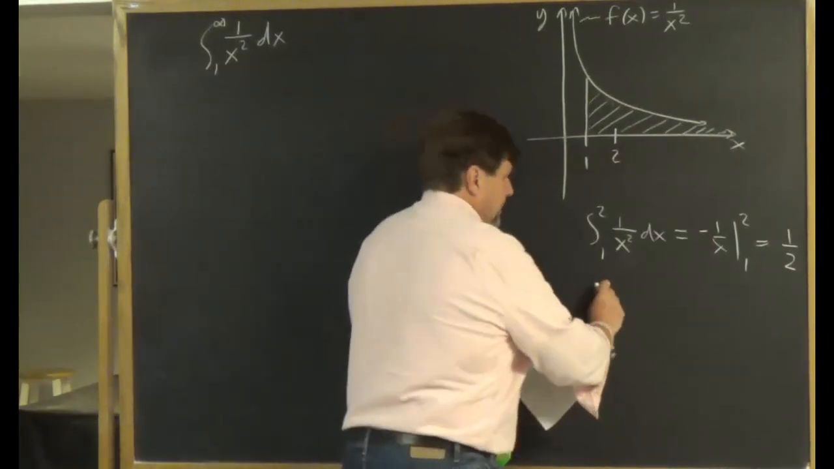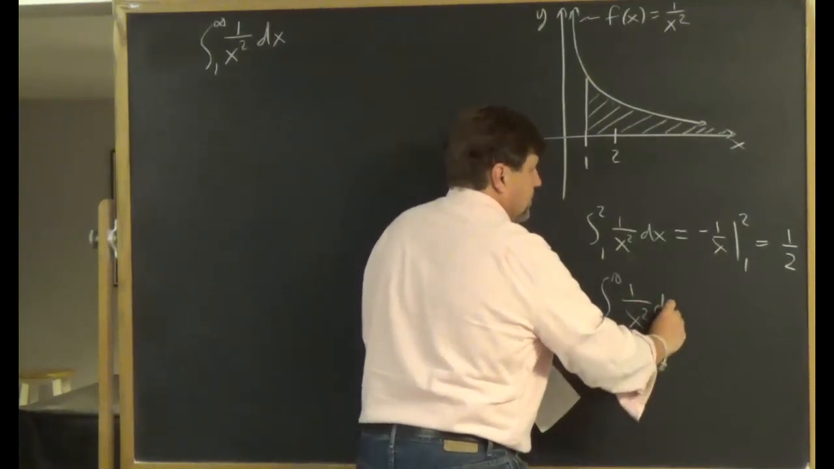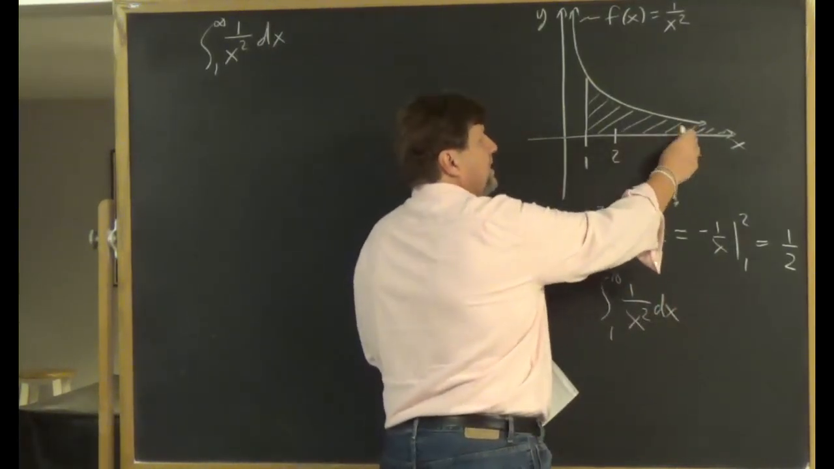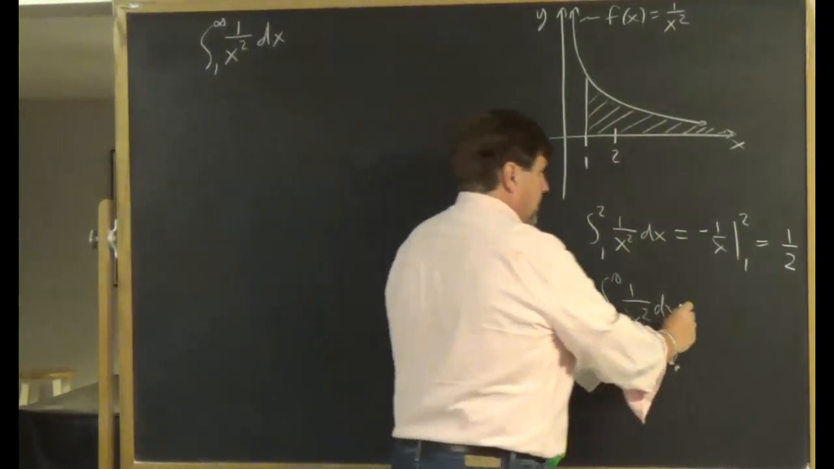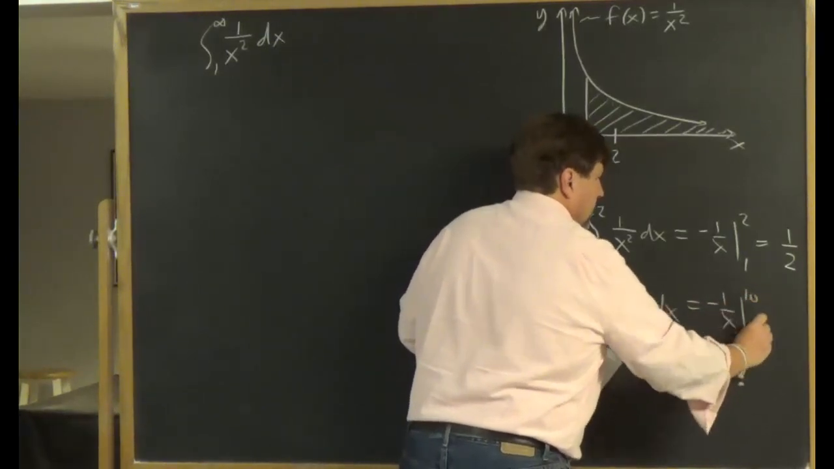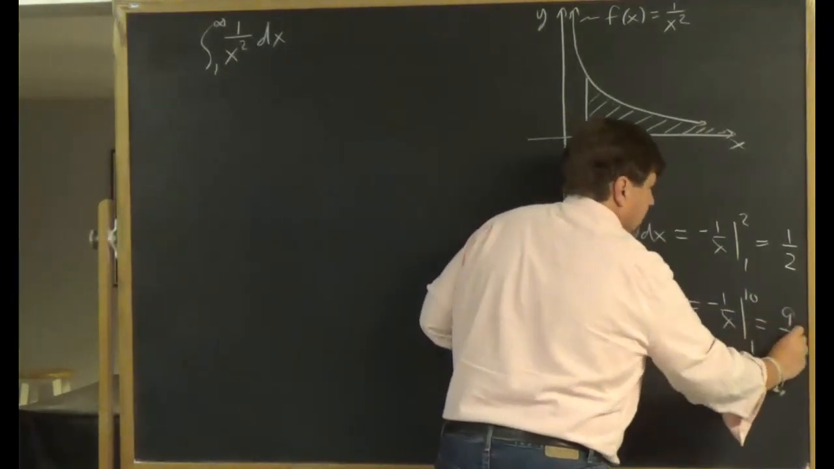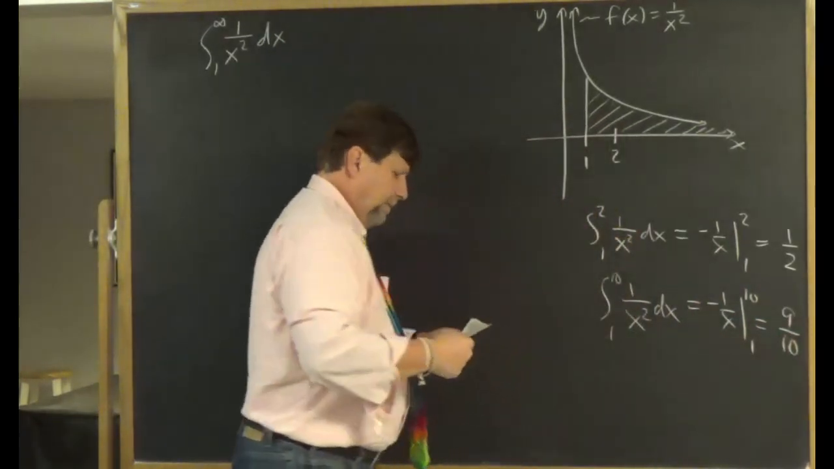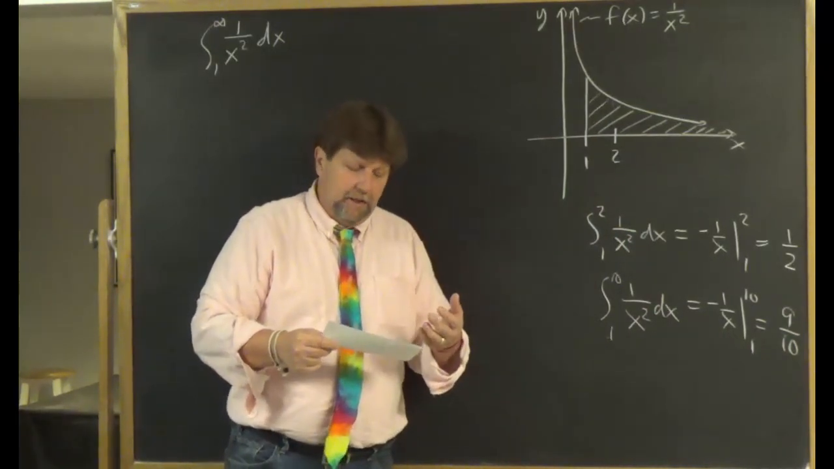And we could integrate from 1 to 10, 1 over x squared dx. So you come out here to 10. You can find that area. That's an easier problem. You still get the same antiderivative. And so you'd have negative 1/10 plus 1. So you get 9/10. So those are easier problems. So why don't we do another easier problem?